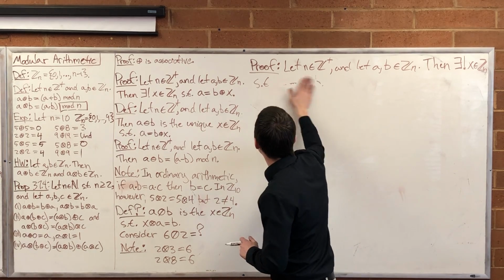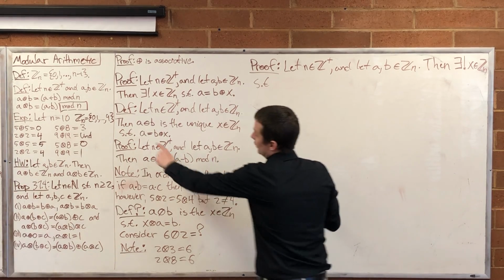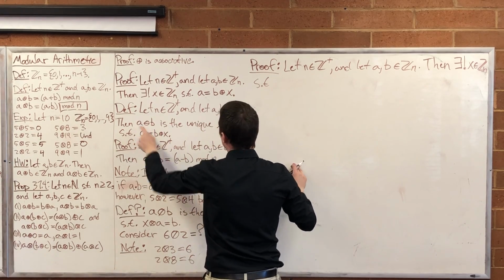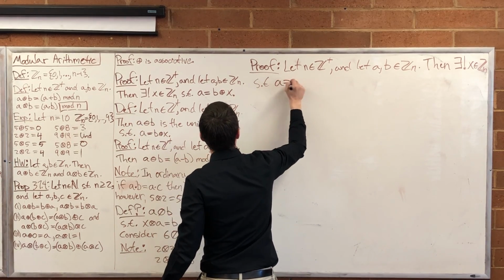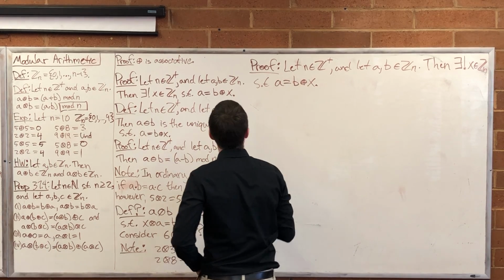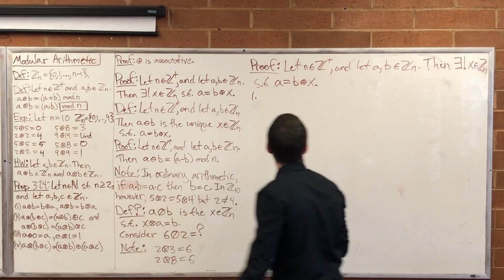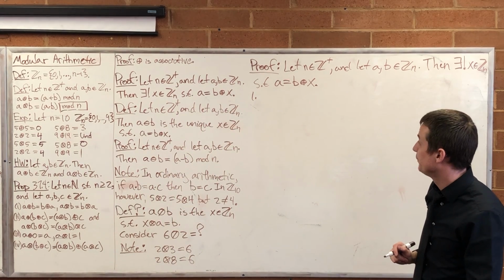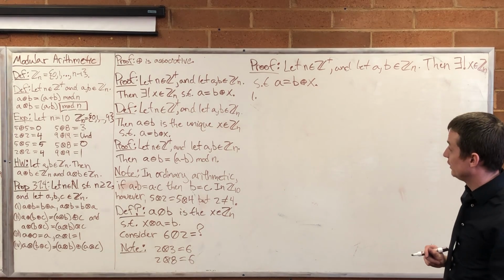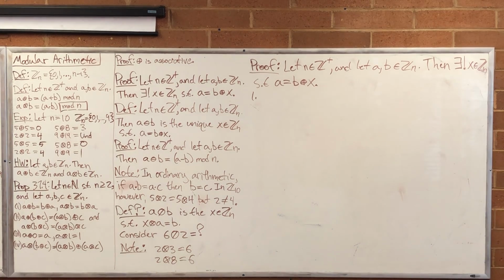Oh, oops, I did it backwards. We want it to be the answer to a minus b, so we need to add b to it to get a. So such that a is equal to b plus that x. Right? So first we need to prove that there is something in there that satisfies that. Let's see. We need to check that x is in Zn and satisfies that.